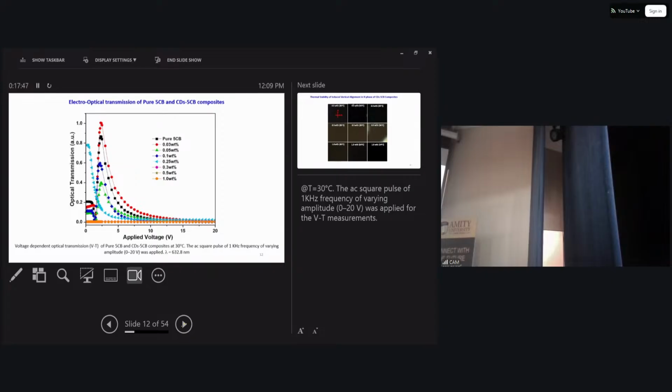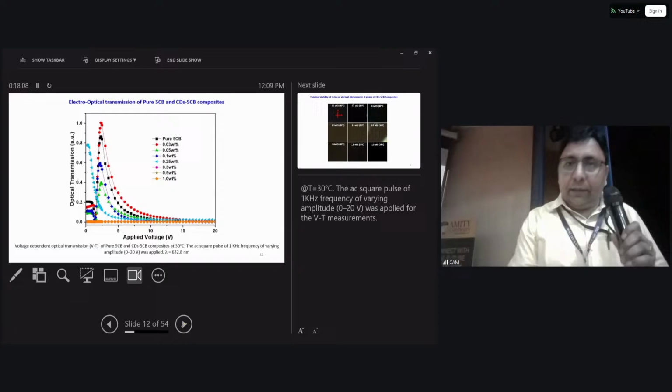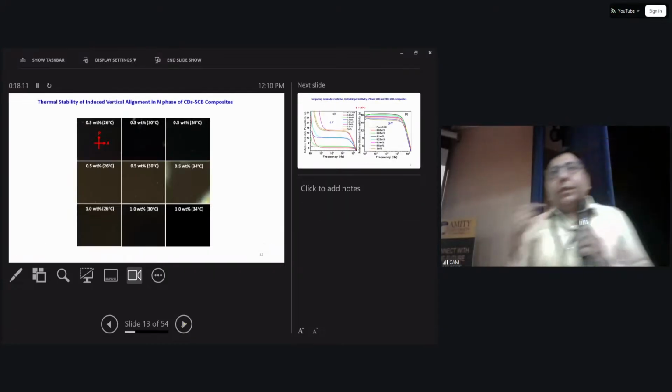You can see we reach 0.3 weight percent, so 0.3 weight percent, 0.5 and 1 weight percent. They are all touching zero, meaning the intensity becomes almost zero. Why? Because no light is getting passed through the cross polarizer. So this again confirms that the sample has changed to the vertical state because of the carbon dots. All right.